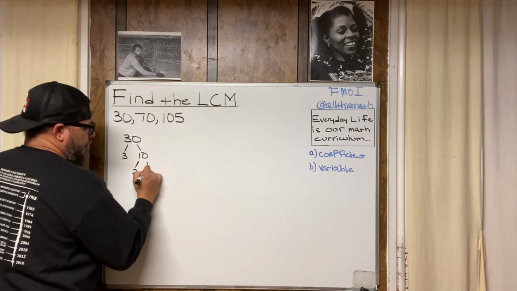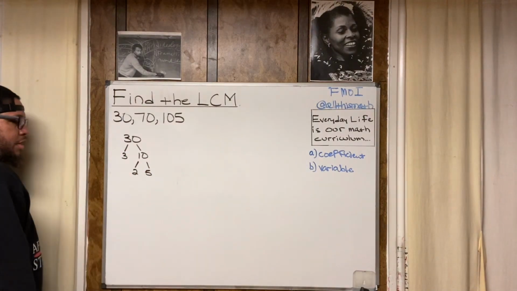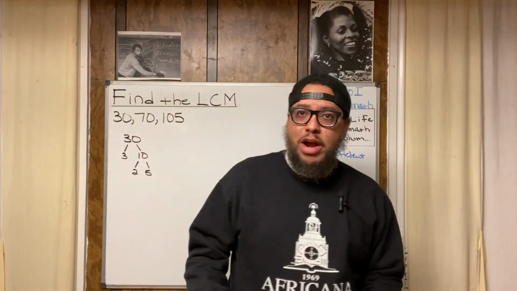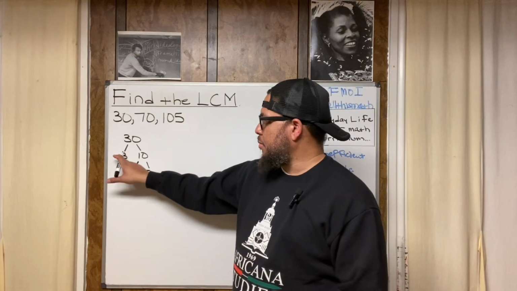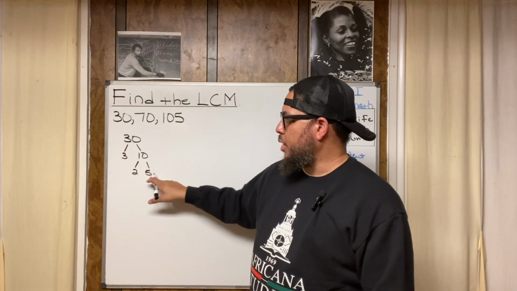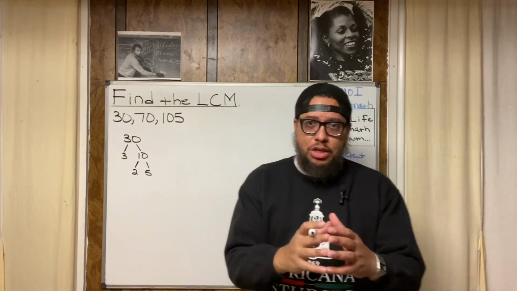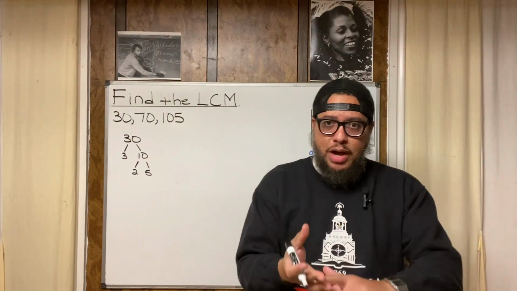So I'm going to break the 10 down into 2 times 5. Now I am finished because this is the prime factorization, because I have all prime numbers at the ends of my branches. I got a 3, a 2, and a 5. That means that the prime factorization of 30 is 3 times 2 times 5.